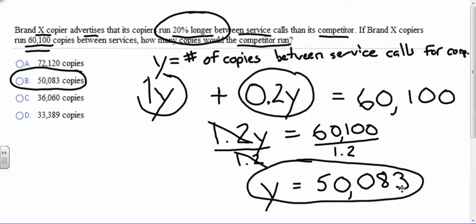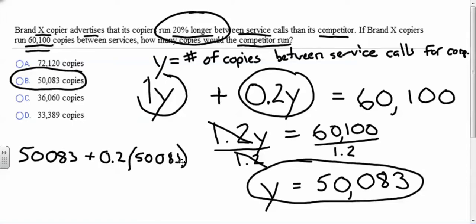One way you could check this, again, we did round that 50,083 slightly, so this is not going to check perfectly. But one way you could check is you could take y's number of copies, 50,083, and add 20% of that amount and see if you really do get brand X's number of copies. And again, it won't be perfect because that 83 is a slightly rounded number, but when we have the number of copies, we did have to round it to a whole number because you can't have part of a copy.